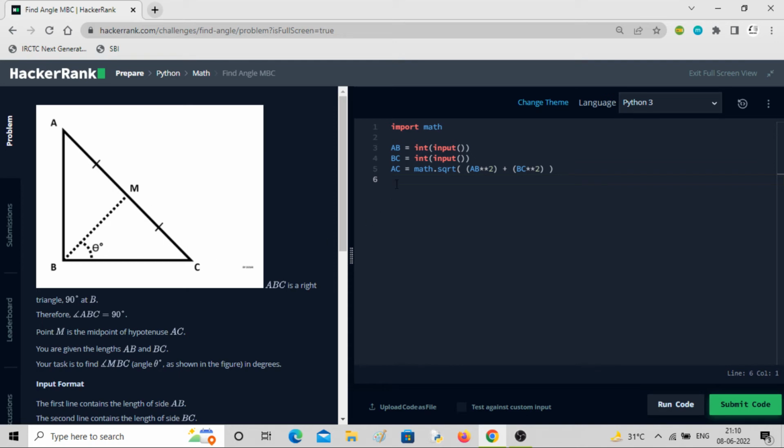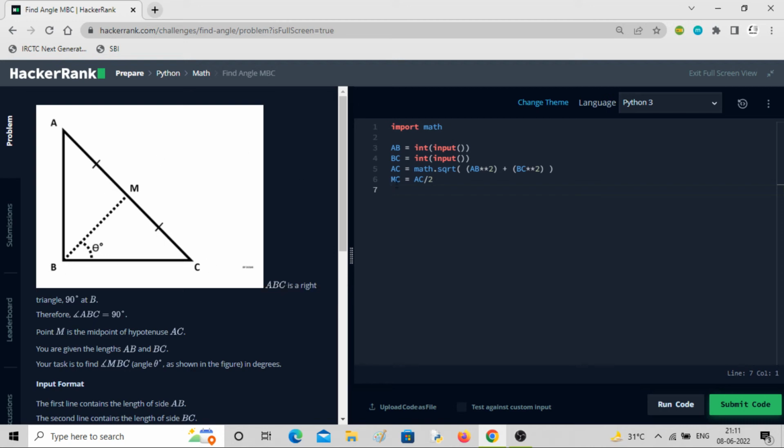Once you have AC, you can calculate MC. MC will be half of AC, right? So MC is equal to AC divided by 2, right? Once you have MC, you have to calculate this angle theta dash, what I was calling BCM or MCB, whatever you can call. I'll call it BCA.